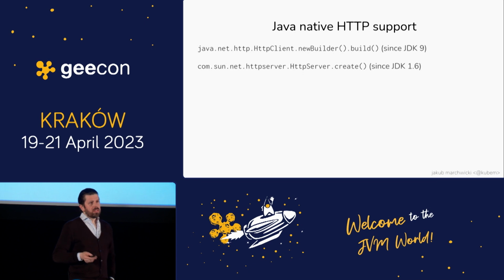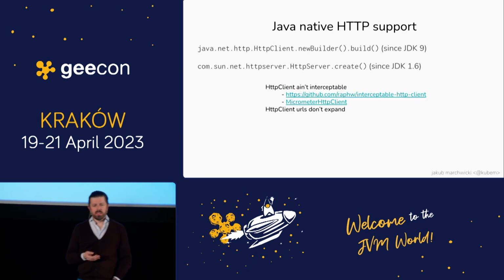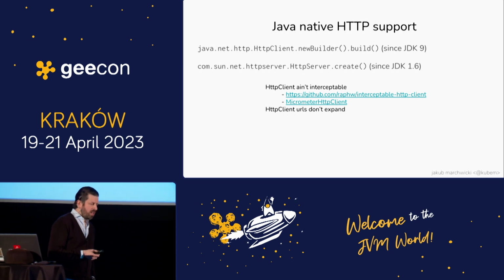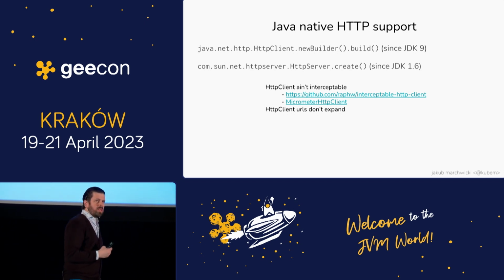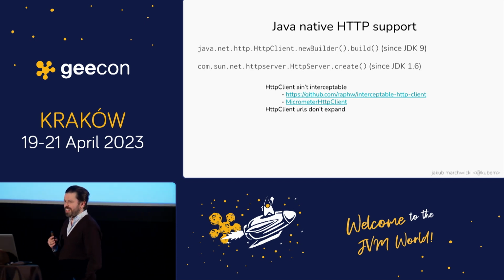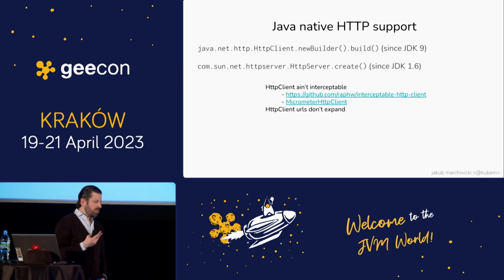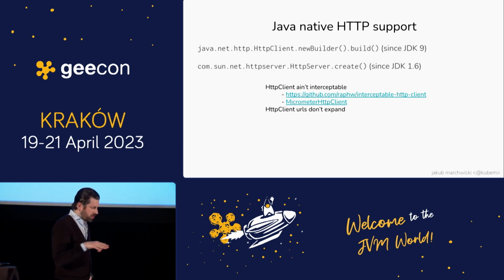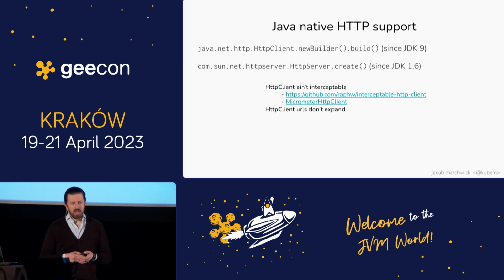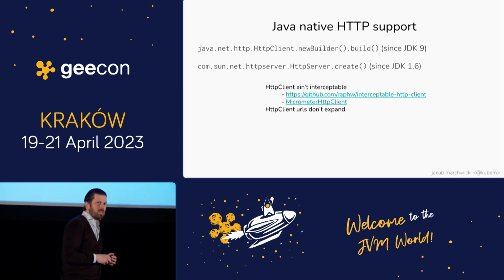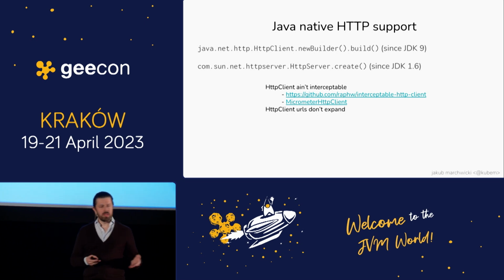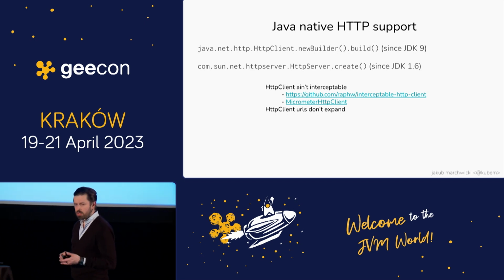In both cases, this is kind of basic. So, for example, with the HTTP client, if you think of using it in your project, you can't intercept the call. There's no easy way to make it interceptable. There are already some libraries that can help you with that, or you can look up Micrometer, which does observability around the HTTP client and has done it somehow. Also, URLs do not expand in the way you have in all other HTTP clients. So again, very basic, but included in the standard library, which is helpful.